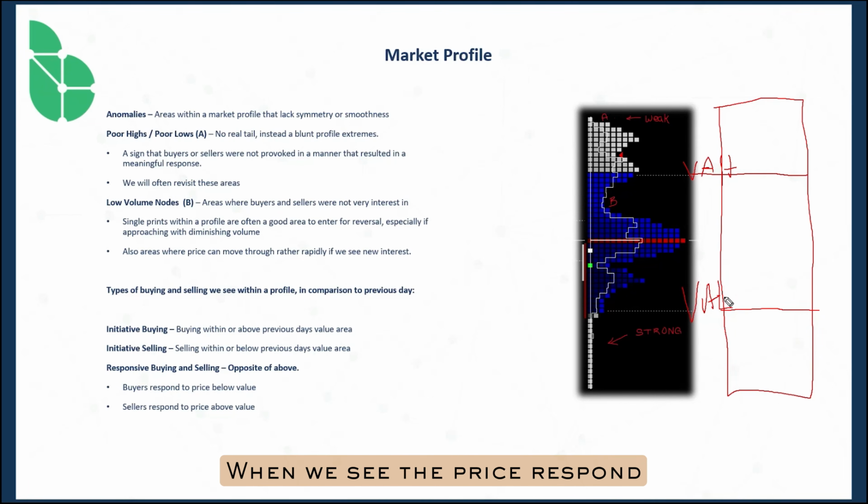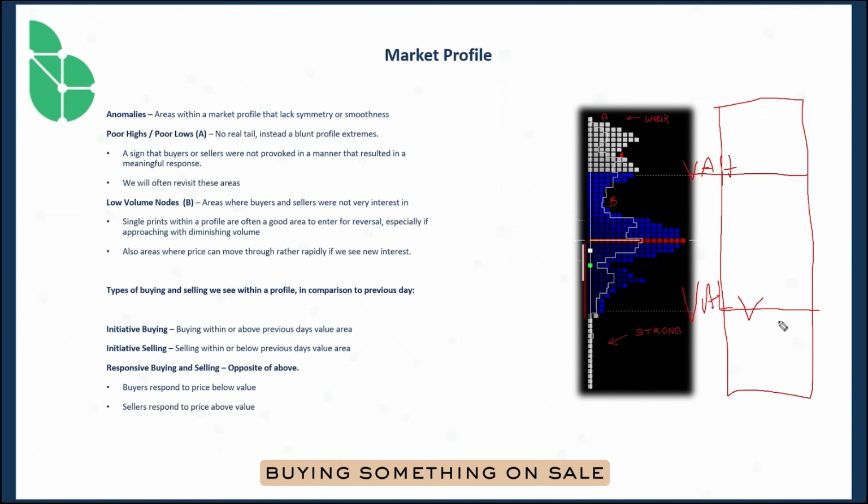When we see that price comes below the previous day's value, the buying that we see down there is responsive buying. Buyers are stepping in buying something on sale. Okay, they're buying something that's below value, right? So it's below its normal value. They're taking advantage of that opportunity and buying it.